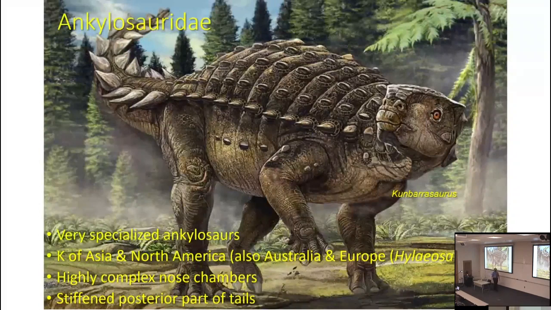Within Ankylosauria, there's at least one definite monophyletic group called Ankylosauridae. There's a question as to whether the other ankylosaurs form a single group or a paraphyletic series relative to the ankylosaurids. These are a Cretaceous group known mostly from Asia and North America, but we also have them from Australia and from Europe, because Hylaeosaurus, that third member of the original dinosaur trinity, Iguanodon, Hylaeosaurus, Megalosaurus, is a primitive ankylosaurid. And some of the traits that make these guys distinct are highly complex nose chambers, and a stiffened posterior part to the tail. And we'll see those coming up in a moment in detail.